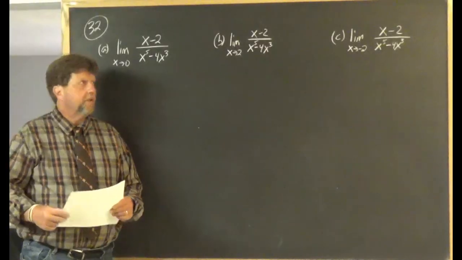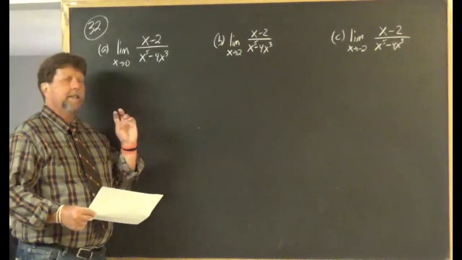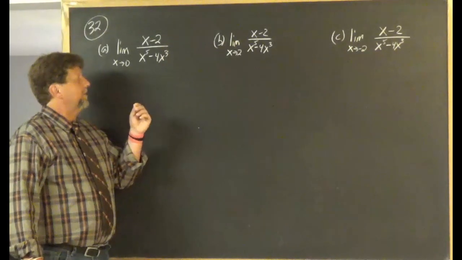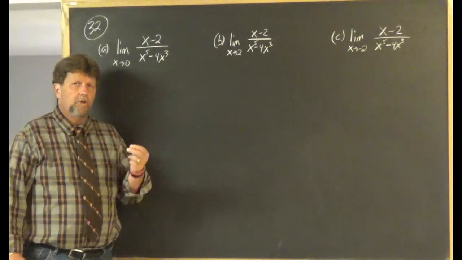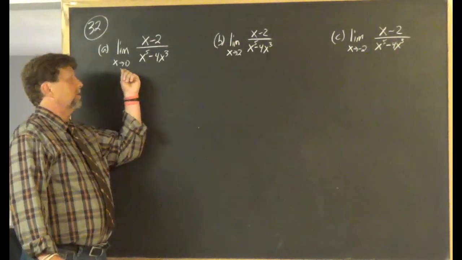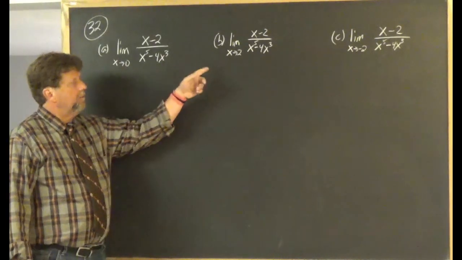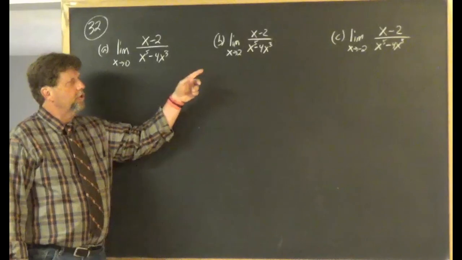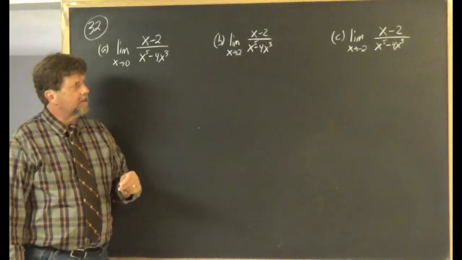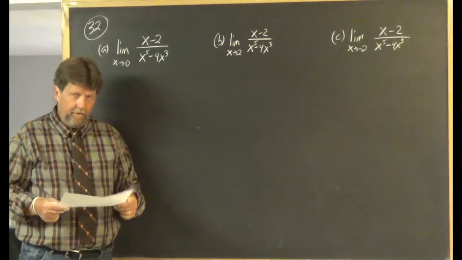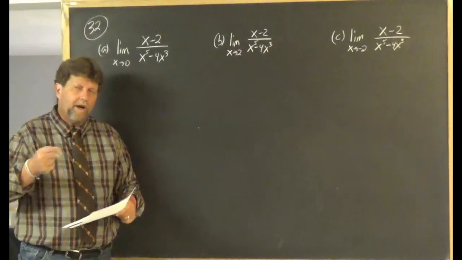Hey folks, at 32 it looks like parts A, B, and C, the function we're dealing with is (x minus 2) over (x to the fifth minus 4x cubed). In part A, we're trying to analyze the limit as x approaches 0 of the function. Part B, the limit as x approaches 2 of the function. And then part C, the limit as x approaches negative 2 for the function. So here's where I'd begin.